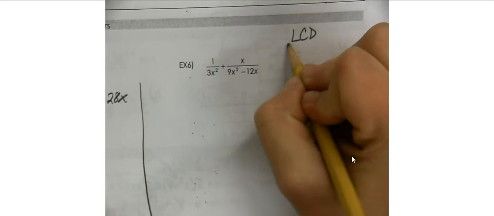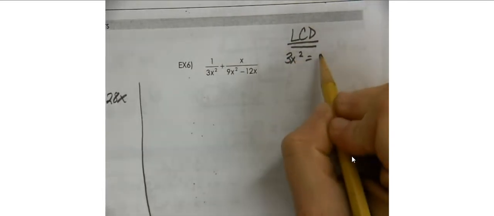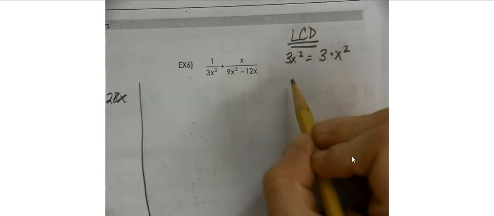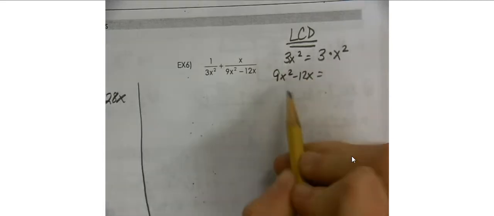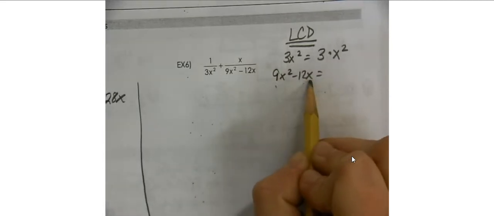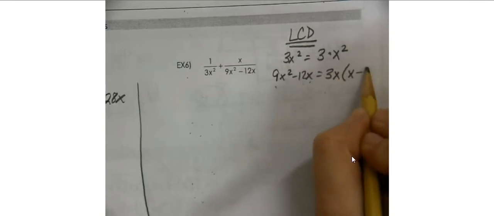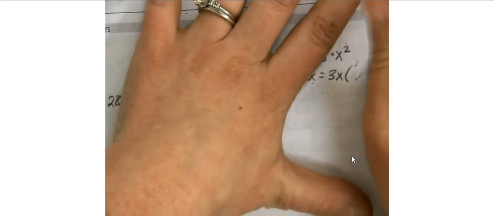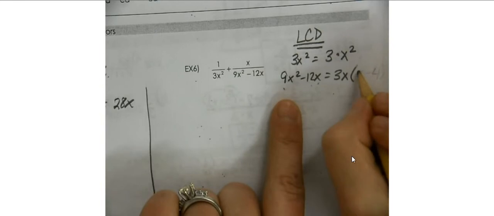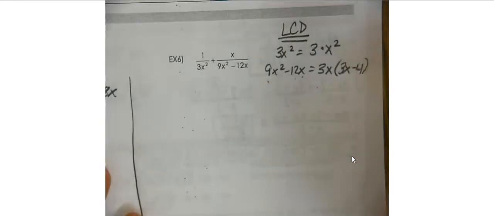So example number 6, we're going to identify our least common denominator. My first denominator is 3x squared. If I were to break that apart, that would be 3 times an x squared. And my second denominator is 9x squared minus 12x. Both of these terms have in common a 3 as well as an x. So that's going to be 3x times x minus 4. I'm sorry, that's 3x minus 4, excuse me. All right, so that's 3x minus 4.